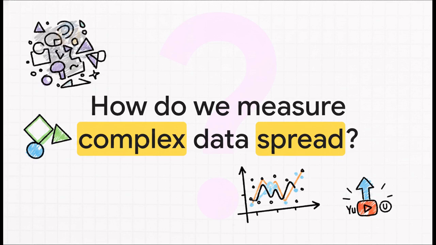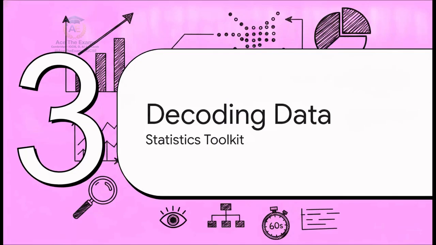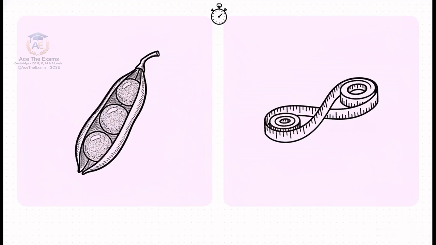Let's bring out our diagnostic tools. Section 3 is decoding data and statistics. It's time to look at the specific terminology we use as diagnostic tools to extract the hidden truth within huge data sets. I want you to imagine we're doing a rapid data scan right now. You've got 60 seconds on the clock.